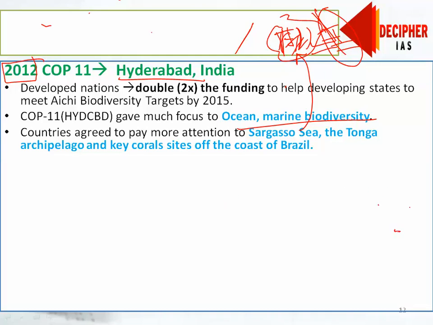Archipelago is a group of islands. Tonga Archipelago means Tonga is a chain of islands which is near the international dateline, that is 180 degree longitude. And here we have nearby key coral sites and also key coral sites off the coast of Brazil.